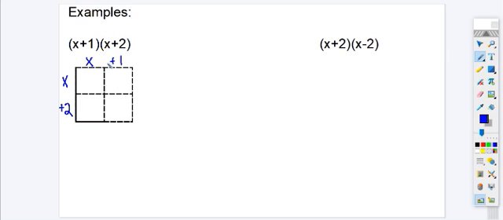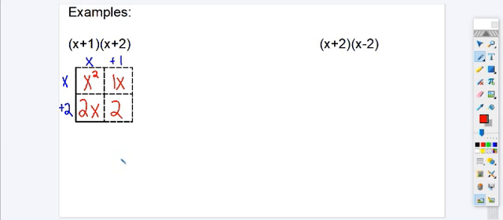So then to fill the boxes, which is what we're ultimately trying to do, we're going to multiply whatever is in each column by whatever is in each row. So for this square, I'm going to multiply the x by the x. X times x becomes x squared. For this box, I'm going to multiply the 1 times the x. 1 times x is just 1x. For this box, I do the x from up here times the 2 from this way. X times 2 is 2x. And for this one, I do the 1 times the 2. 1 times 2 makes 2. So that's the multiplying part.